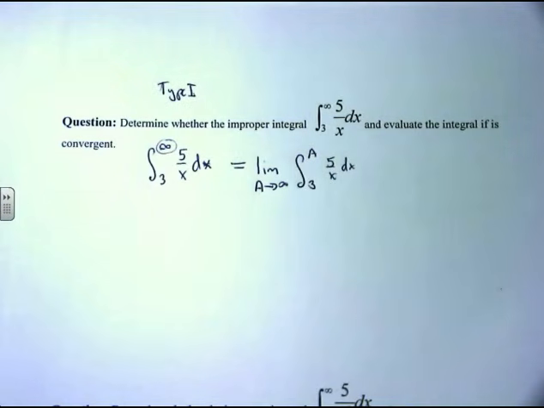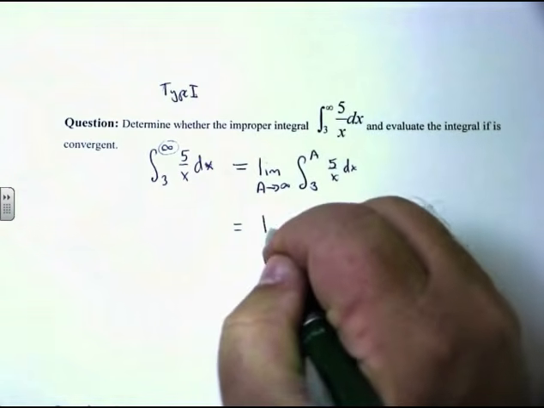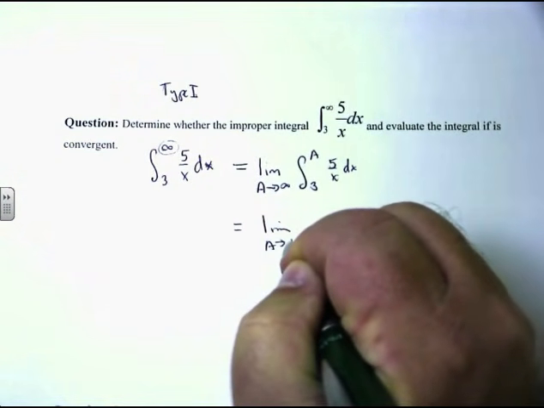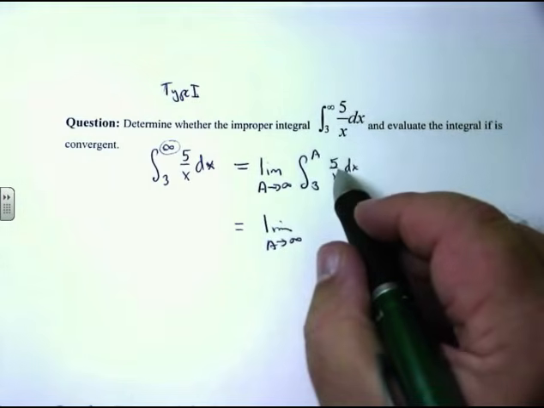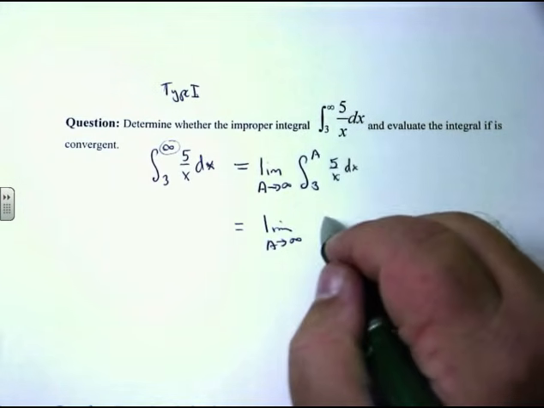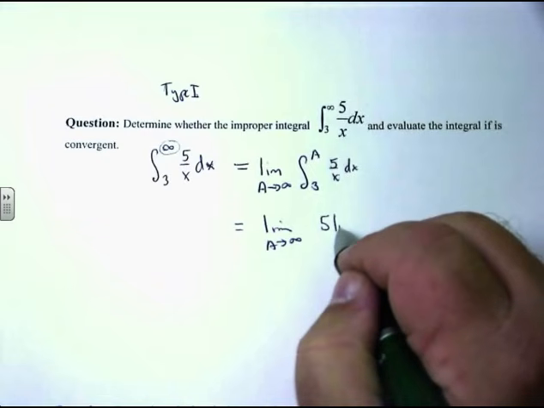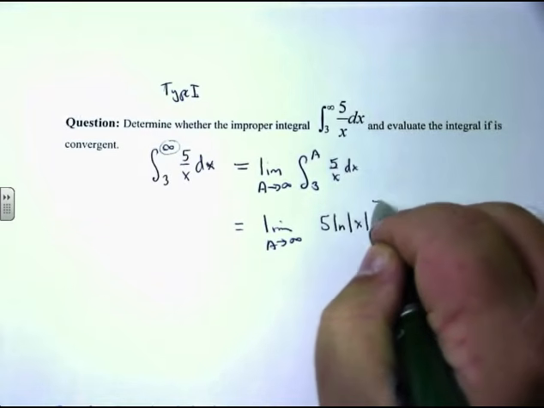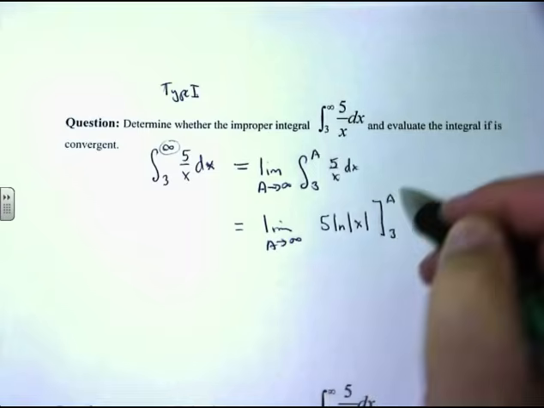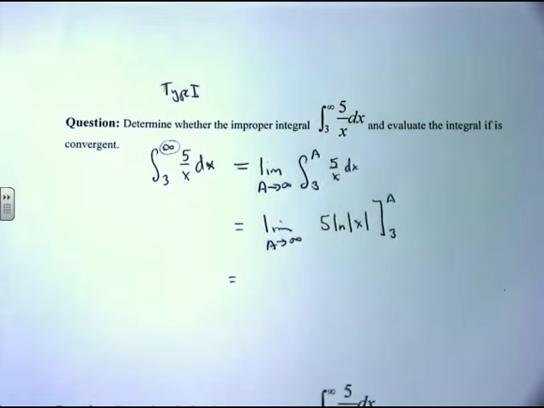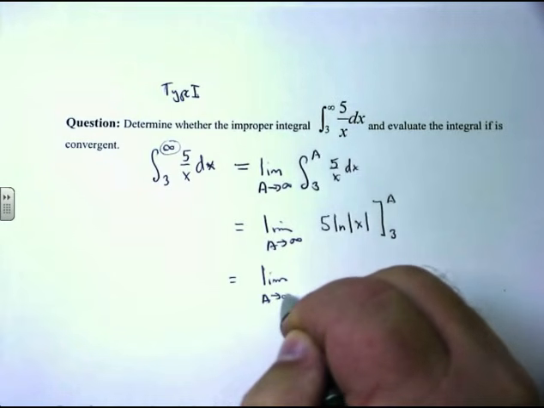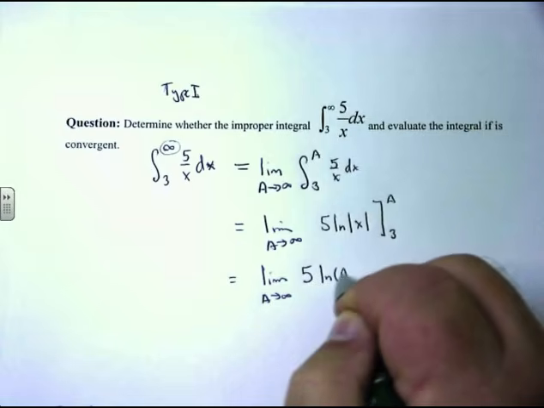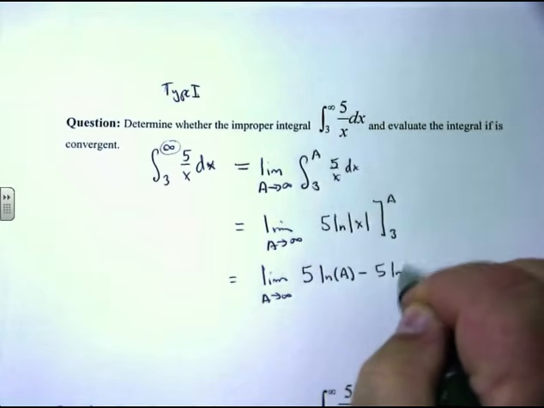So now we're going to do our calculus. This will be the limit as a approaches infinity, and we keep writing the word limit until we actually plug in the number, and then we evaluate it. But we still have to integrate this thing. What's the integral of 5 over x? 5 is a constant, leave it alone. The integral of 1 over x dx is the natural log, officially the absolute value of x, evaluated from 3 to a. According to the fundamental theorem of calculus, we plug in top minus plug in bottom. So this will be the limit as a approaches infinity of 5 times the natural log of a minus 5 times the natural log of 3.